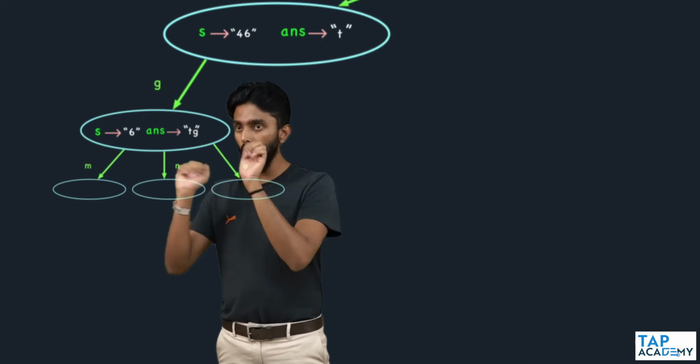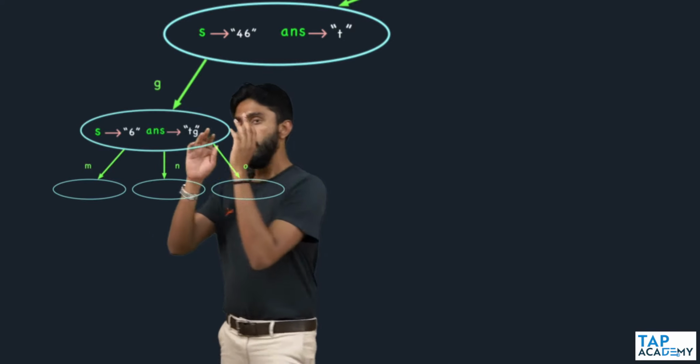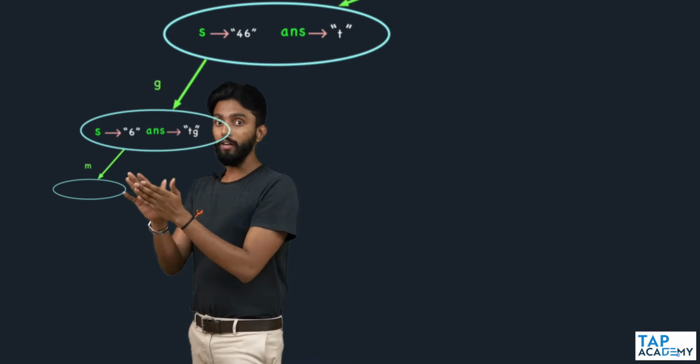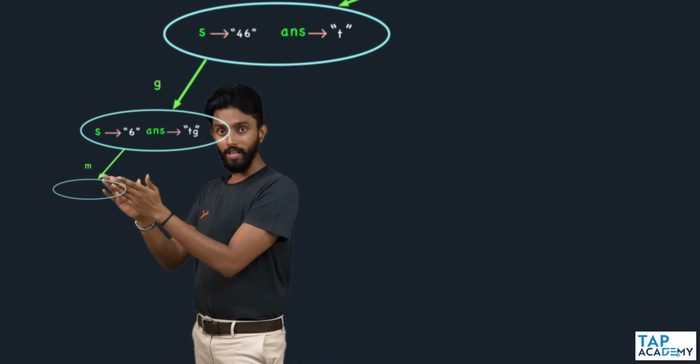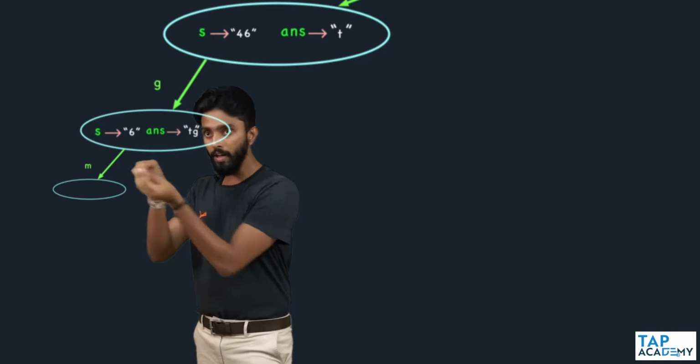Now if you click on 6, look at your keypad. What are the three options? M, N and O. These are the three options that you have. Now let us assume, forget about N and O right now, you want M. So if you select M, then that M has to be added here. M has to be added here.